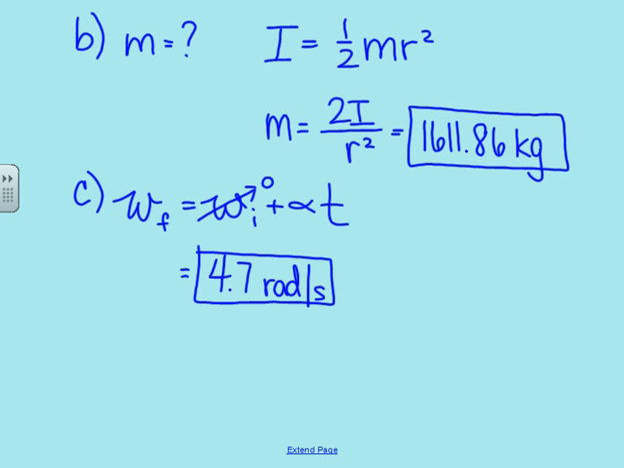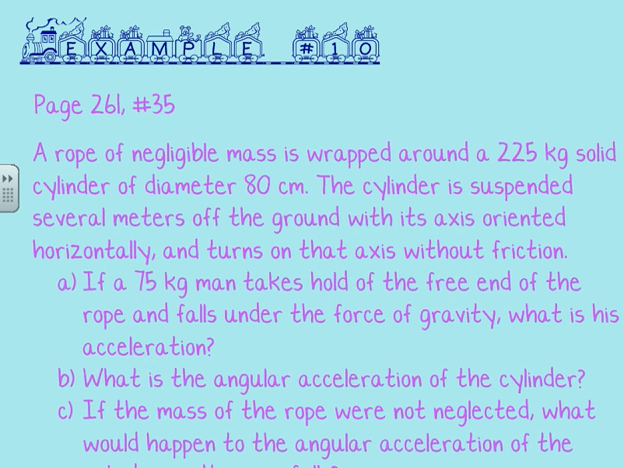Moving on to our next example, number 35 in your textbook. This deals with a person hanging from a rope that is wound around a cylinder. The cylinder is free to rotate, and the man falls under the force of gravity, but also with holding onto the rope. Part A wants to know what is his acceleration.